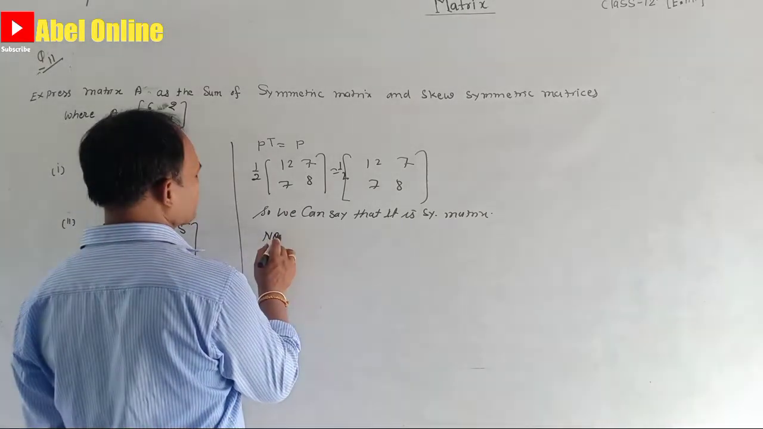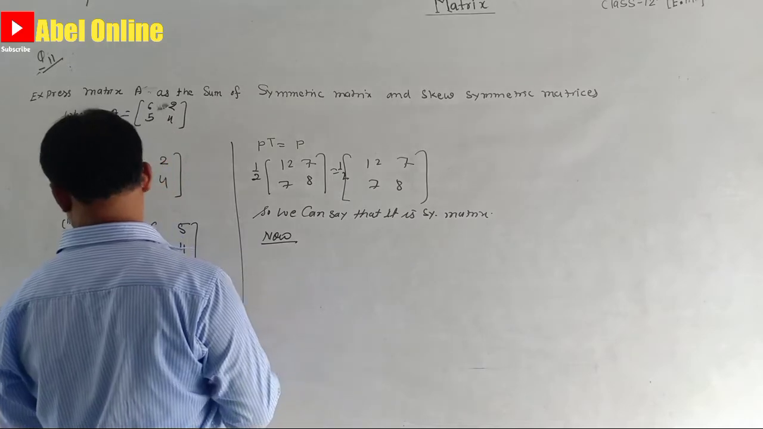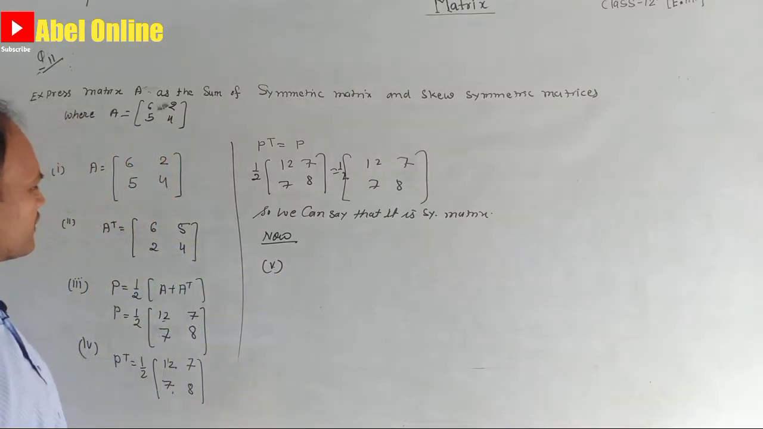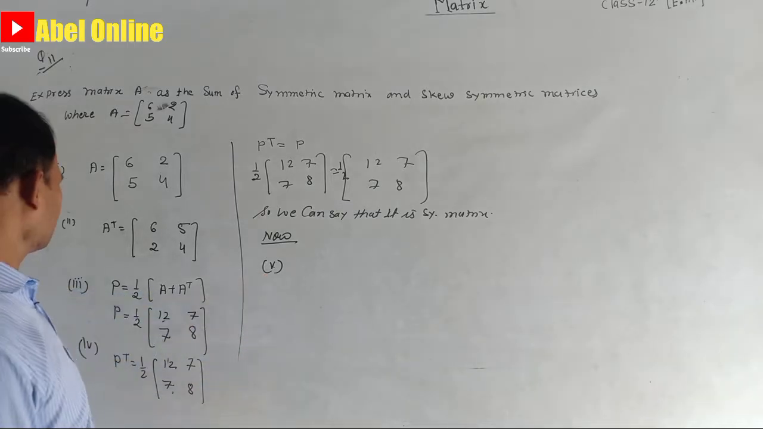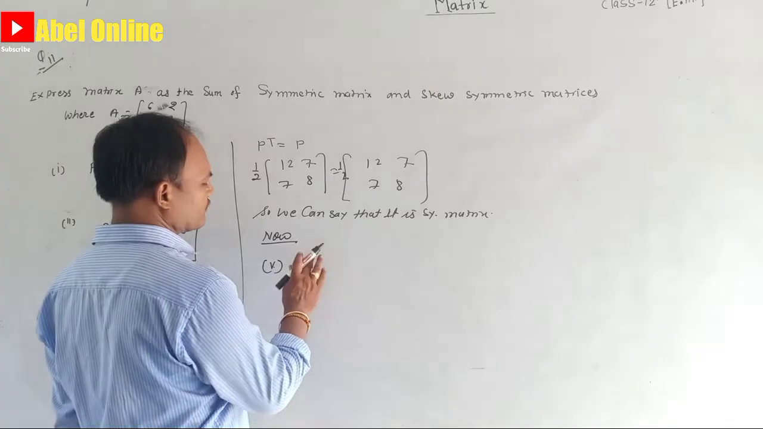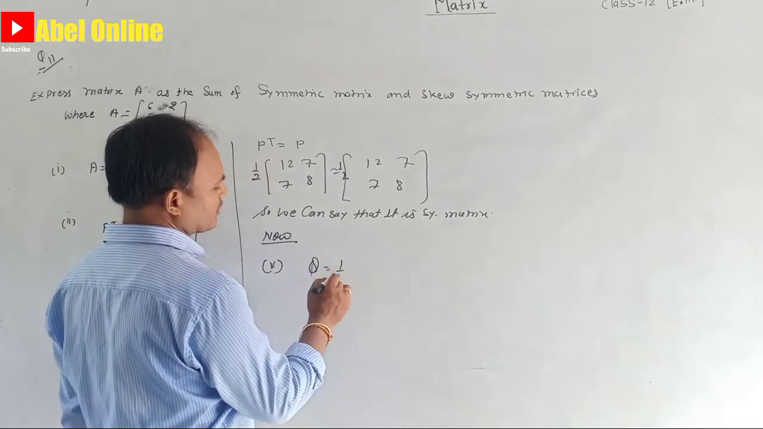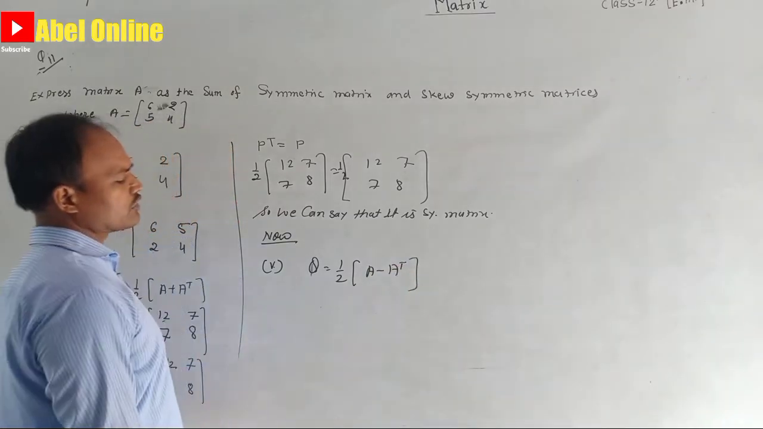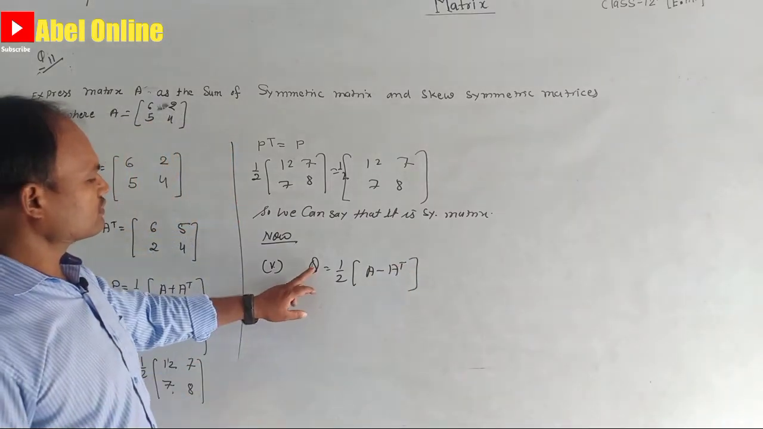Now what is the next step? It is step number 5. We have to find Q, and Q equals 1 by 2 A minus A transpose.